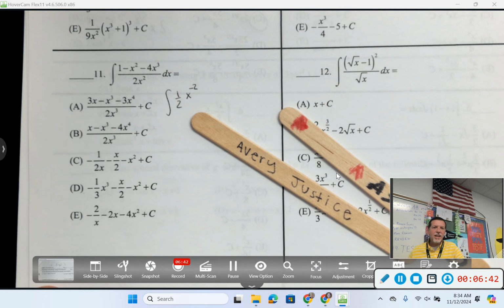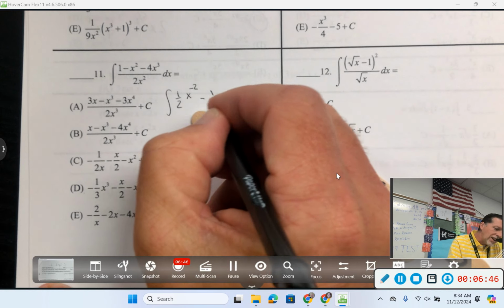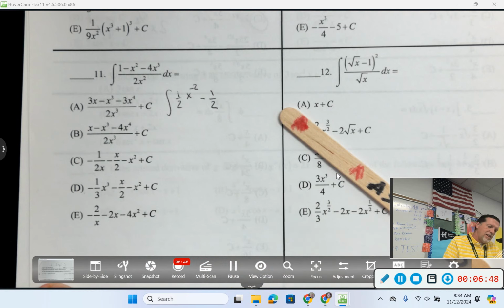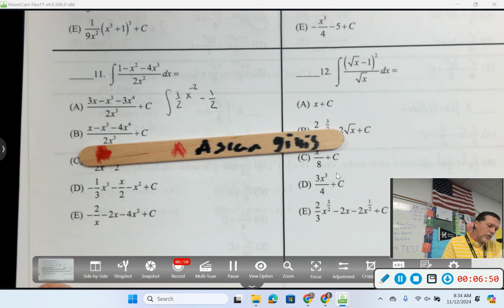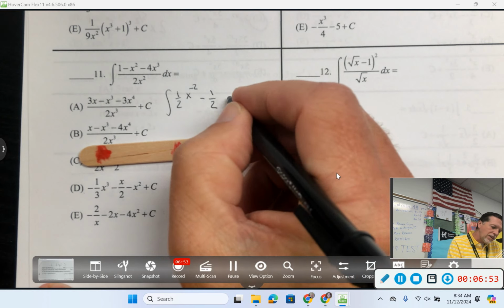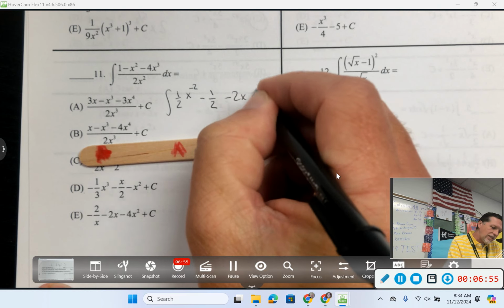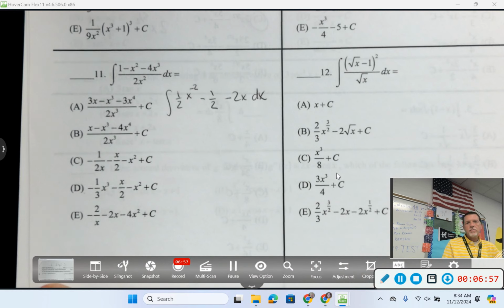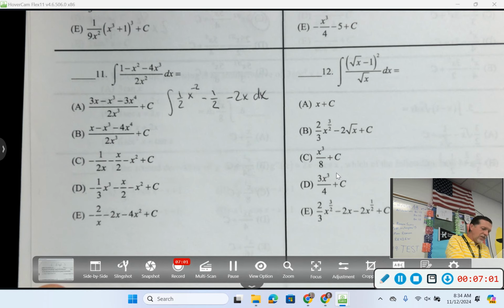Avery, how about negative x squared over 2x squared? Oh, got an easy one there, I think. Aslan, how about negative 4x cubed over 2x squared? Negative 2x. Now we're ready for some antiderivatives.